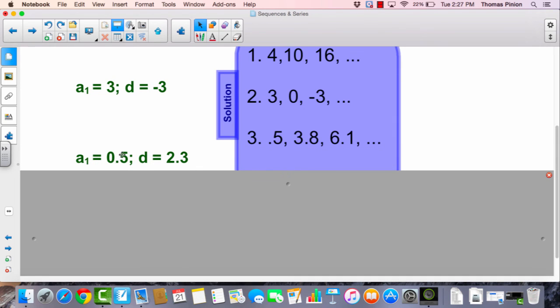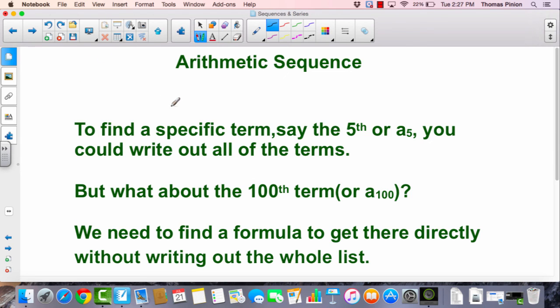Now for this one, our first term is 0.5. Our common difference is 2.3. So our first term is 0.5. Add 2.3, and we get, that's a typo there, should be 2.8. Okay, 2.8. And then add 2.3 to 2.8, and we should get 5.1. So that right there is also wrong, 5.1. Okay. All right.